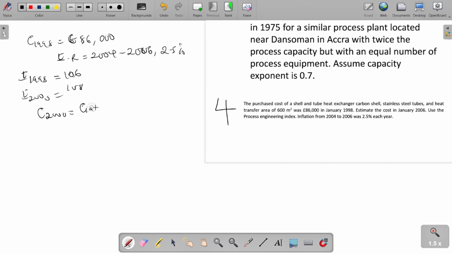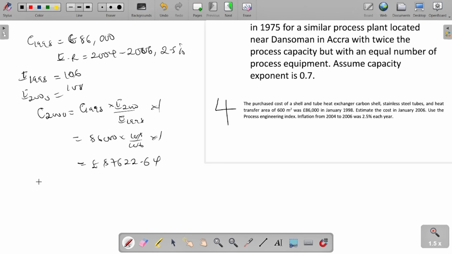So the cost in 1998 times the index in 2000 over the index in 1998 times 1, that's the capacity ratio. We have 86,000 times 108 over 106 times 1. So this gives us 87622.64 euros. Alright. So that's the cost in 2000.